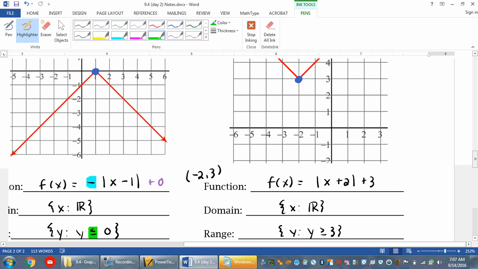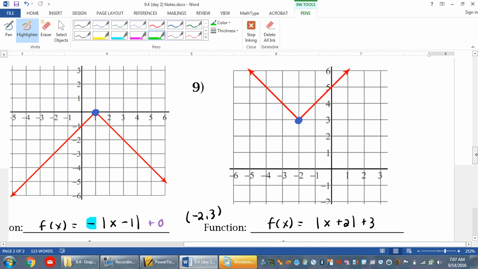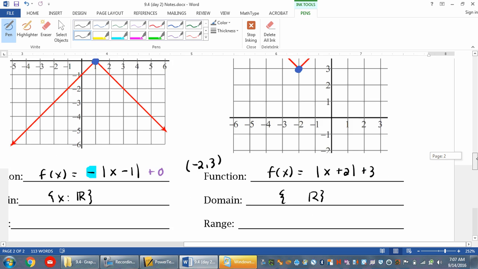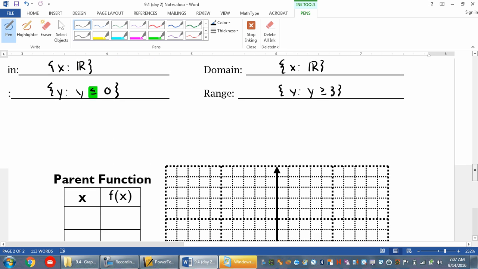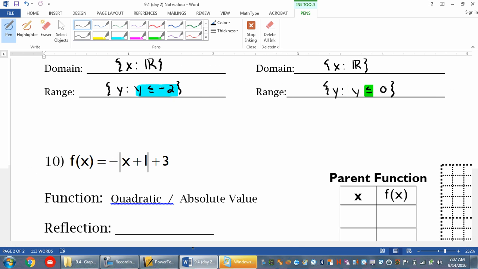All right, last question. This is an absolute value, so now I'm dealing with the bars. My vertex is at (-2, 3), and since it opens up, I'm just automatically stuck with the bars, with x plus 2 inside the bars, plus 3. My domain is all real numbers, and since my y coordinate is 3, it's going to be greater than or equal to 3. All right, what we're going to do to finish up this video, you are going to pause the video and complete 10 and 11.